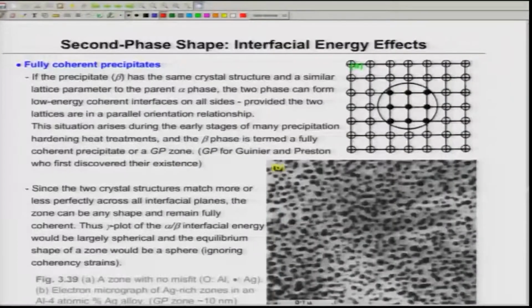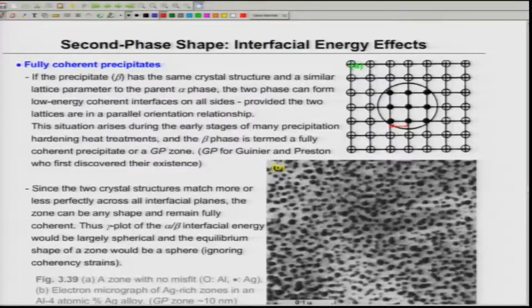You see here these white atoms are the atoms of the matrix, and the black atoms are the atoms of a precipitate phase, let us suppose. And the way they are forming, there is an exact coincidence of the points, the atoms sitting on each other. Not only that, the interplanar spacing of the black atoms is the same as that of the white atoms. Because of that, the interface created by this kind of matching is coherent, a fully coherent precipitate. This can happen if the precipitate has the same crystal structure and similar lattice parameter.